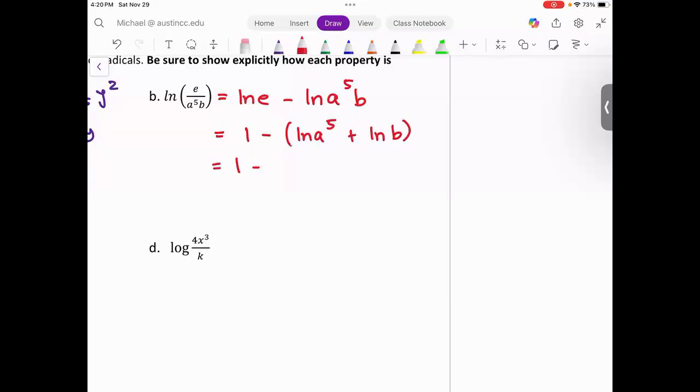Okay. So that natural log a to the 5th, we can bring that 5 out front. And natural log of b, we need to make sure we distribute that negative in there. So we end up with 1 minus 5 natural log of a minus natural log of b. And that's as simplified as we can get.